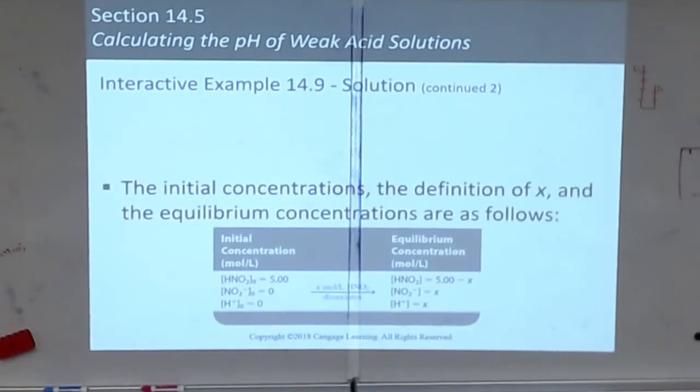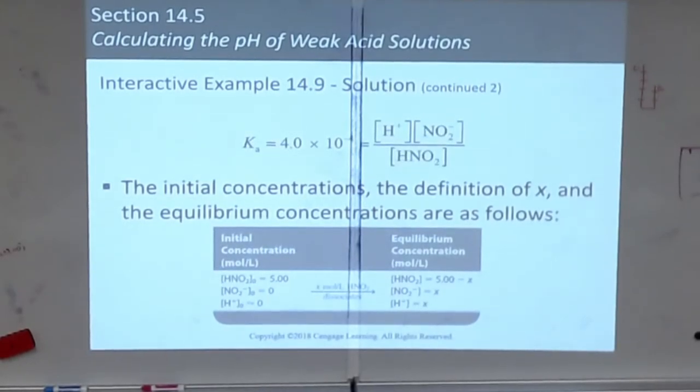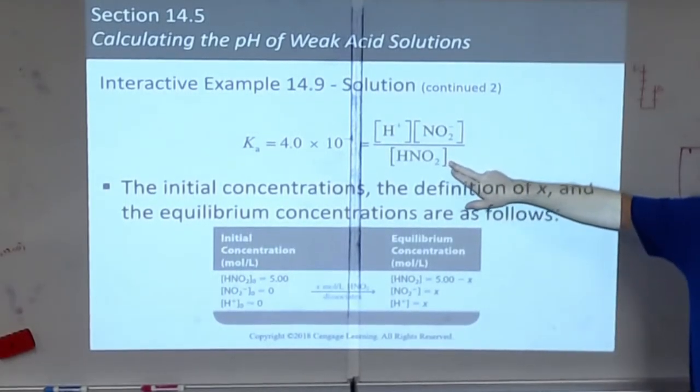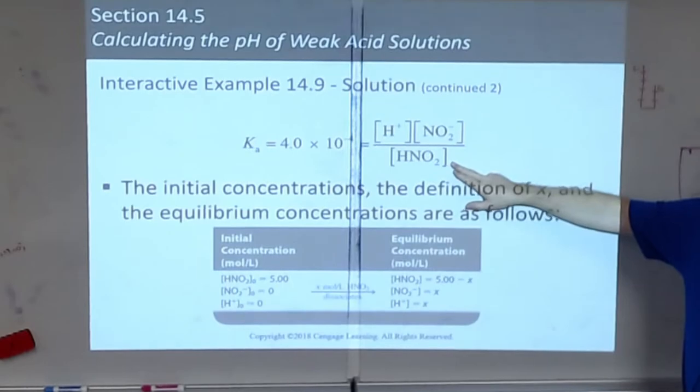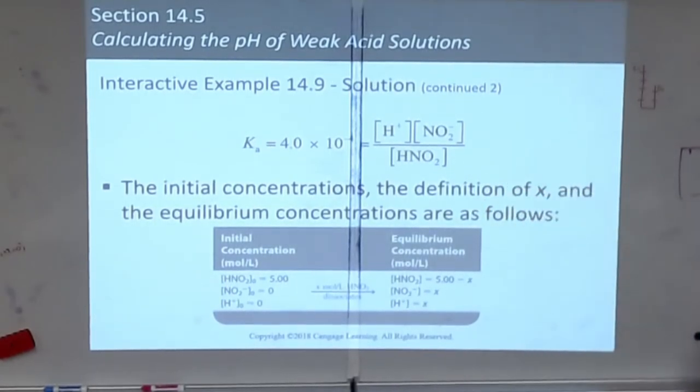We're going to write our little RICE table if we want to. We're going to write our equilibrium expression. We're going to assume that however much X leaves is going to be so minor that we don't care. So I want you guys to solve, based on this, for the hydrogen ion concentration first. Let's take care of that.